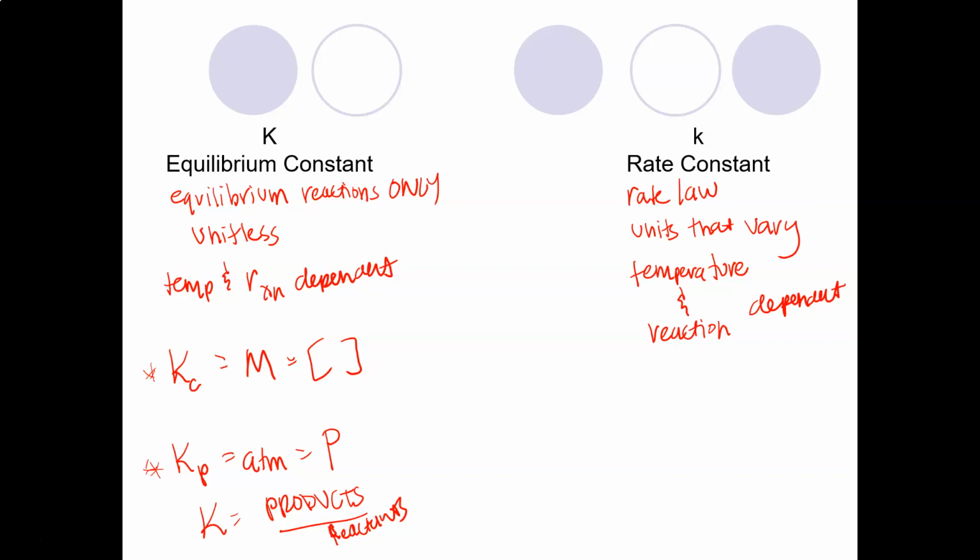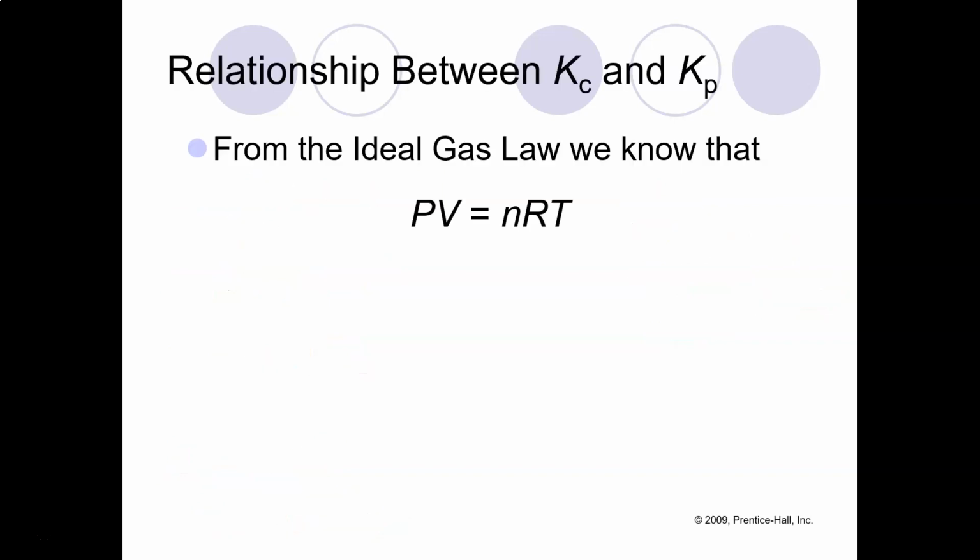But what happens if I know the Kp value, but for whatever reason I need the Kc value? Well, then I need the equation on how to convert those. So that's what we're going to look at here. And that equation is derived from the ideal gas law. The ideal gas law just seems to never die, right? PV = nRT.